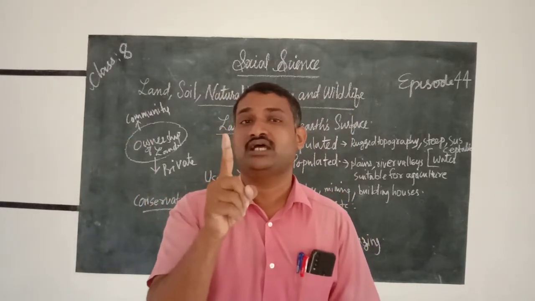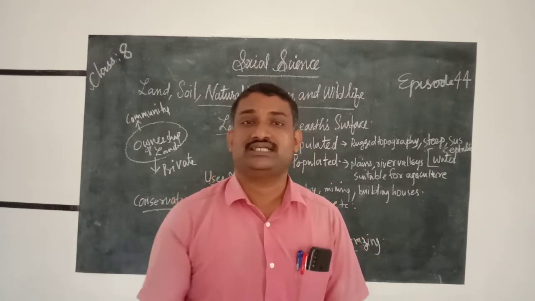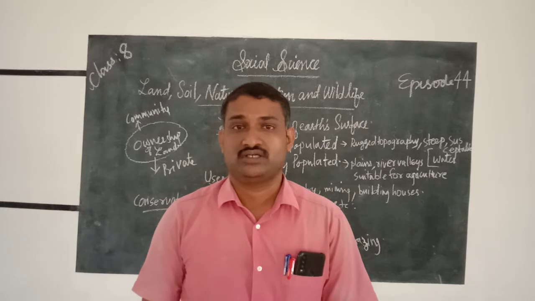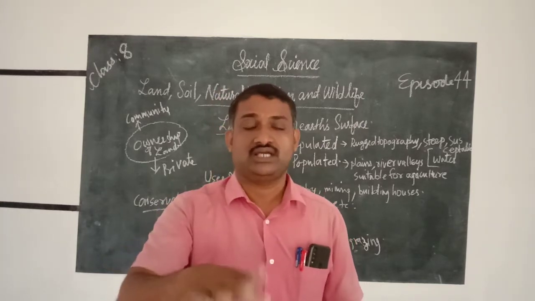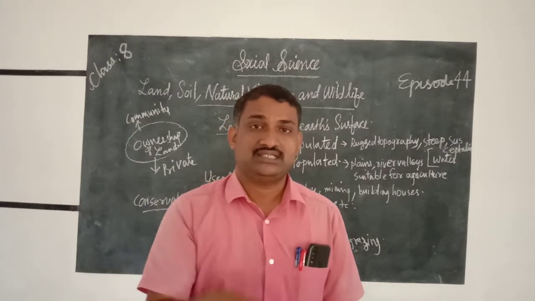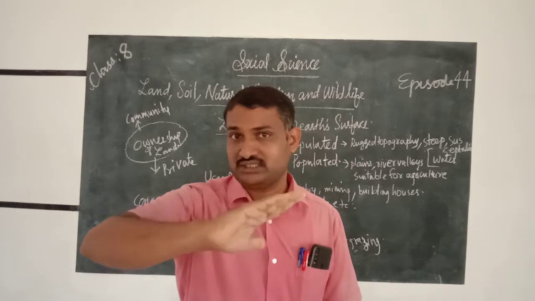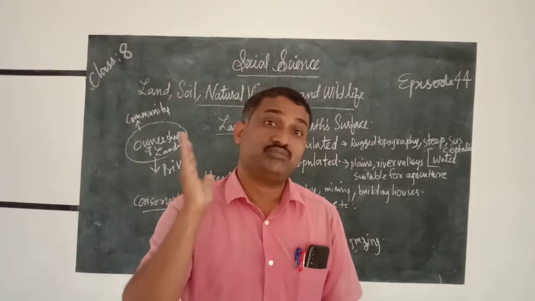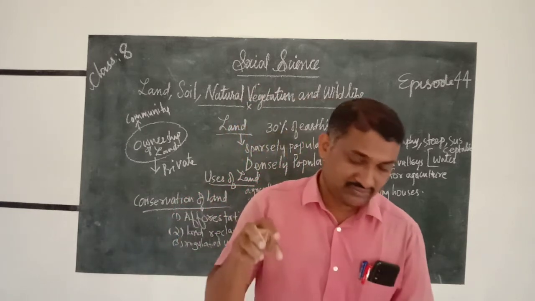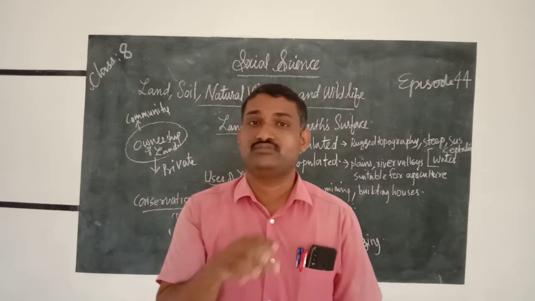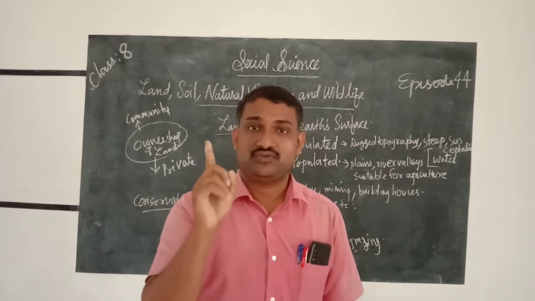The first reason for soil degradation is deforestation. What is afforestation? What is deforestation? Afforestation is planting of trees. Deforestation is cutting down of trees. If we cut down trees over large areas of land, that badly affects and may degrade the soil. So the first reason is deforestation.